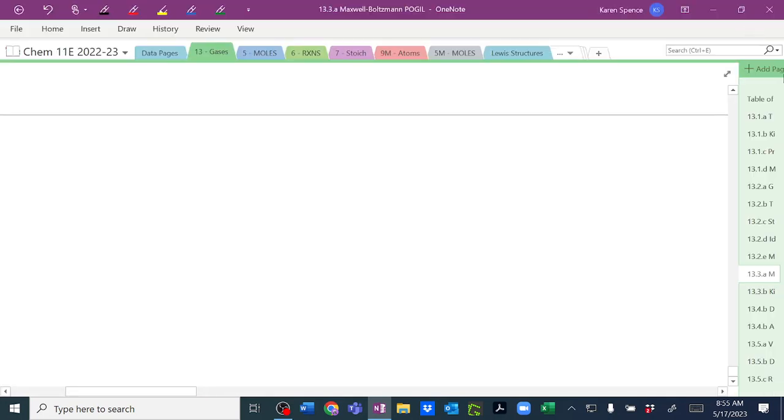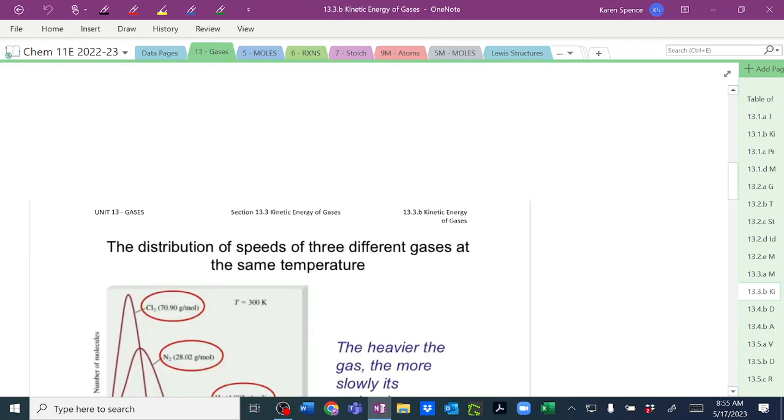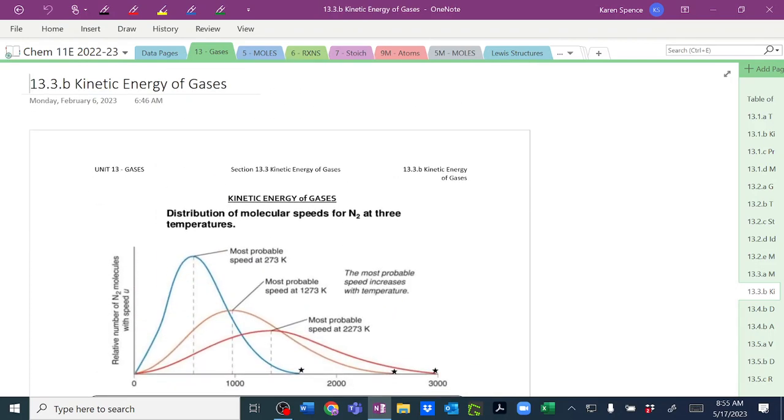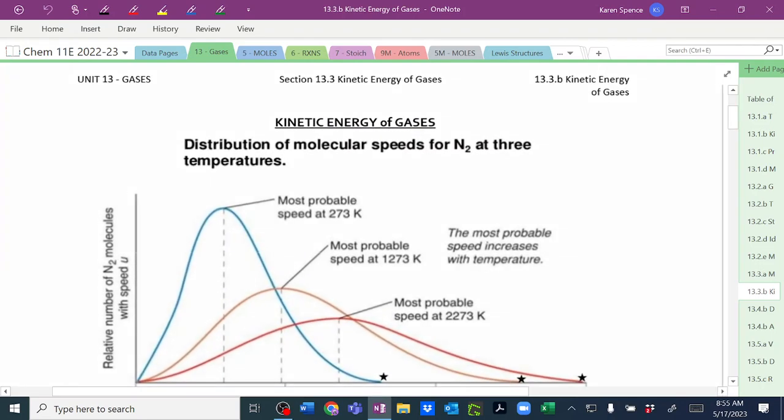All right, and I think that is it for this one. So we're going to move on to 13.3b, which is more of the same, really. I had this before I had the other one, so I was like, well, I'm not going to throw it away just because we have it.